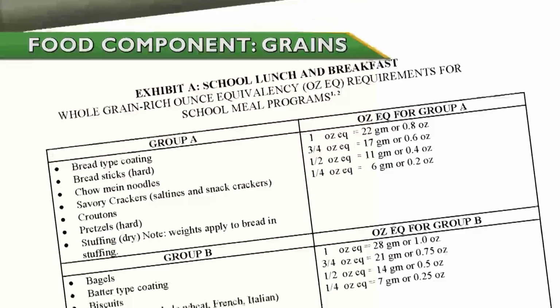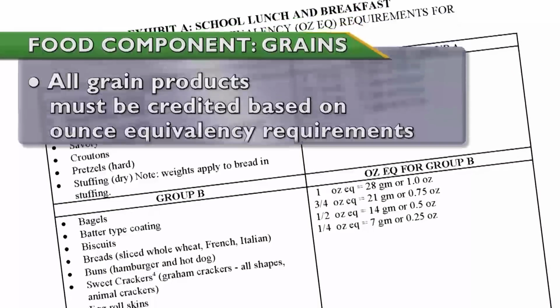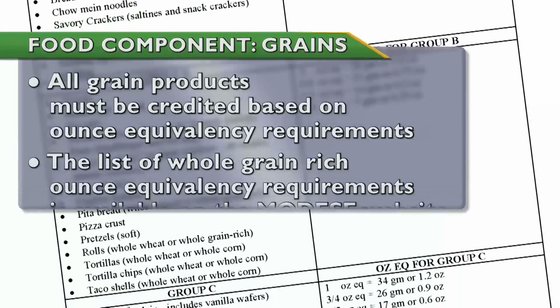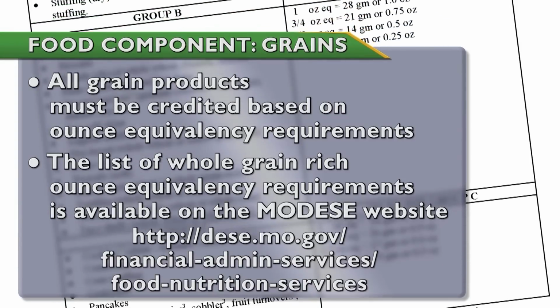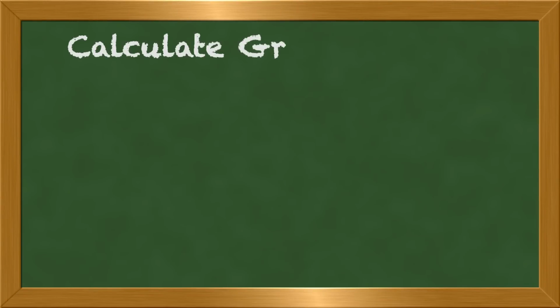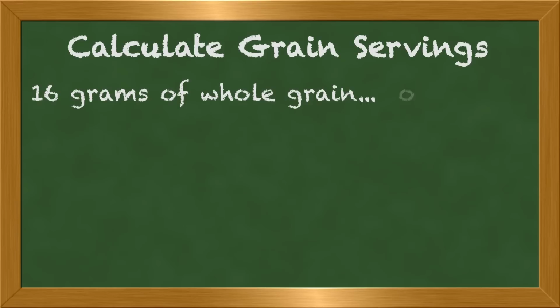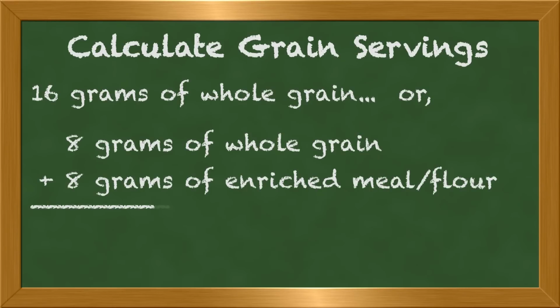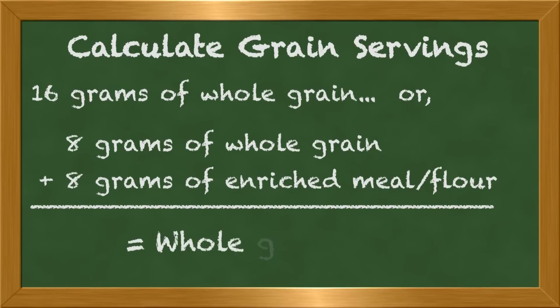All grain products must be credited based on ounce equivalent standards. A list of the whole grain-rich ounce equivalency requirements for school meal programs is available on the MoDESI website. The following grain bread credits can be used to calculate grain servings. 16 grams of whole grain, or 8 grams of whole grain and 8 grams of enriched meal and/or enriched flour are required to be considered whole grain rich.